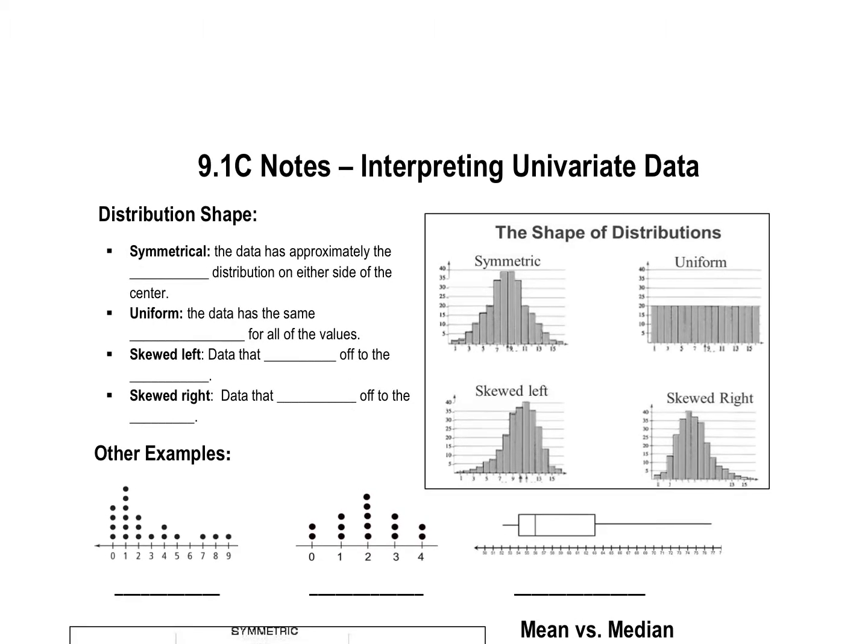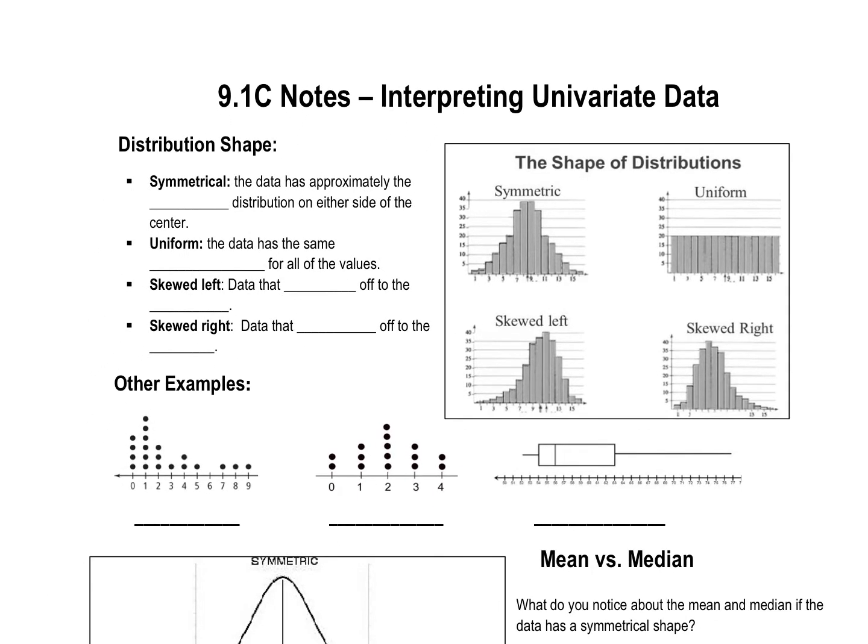The first one is symmetric, and it's going to look like this here on the right in this box. It's going to look like this one right here, symmetric. When you have a symmetric data distribution, the data has approximately the same distribution on each side. And honestly, the important word is approximately the same. So it doesn't have to be perfectly symmetric, but if it's pretty close to being symmetric, we call it symmetric.